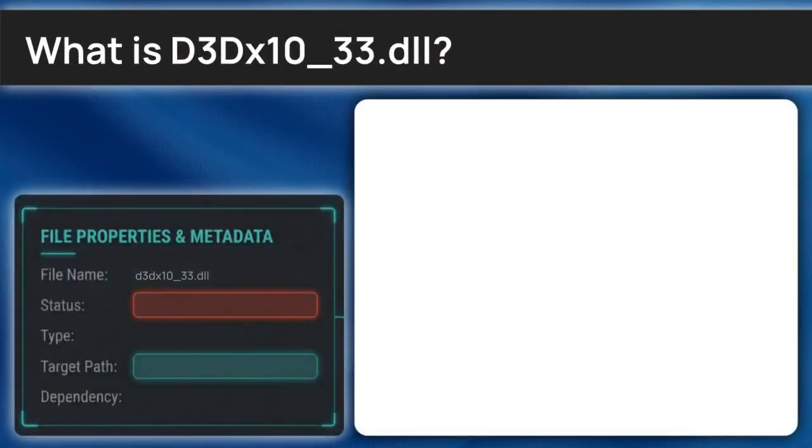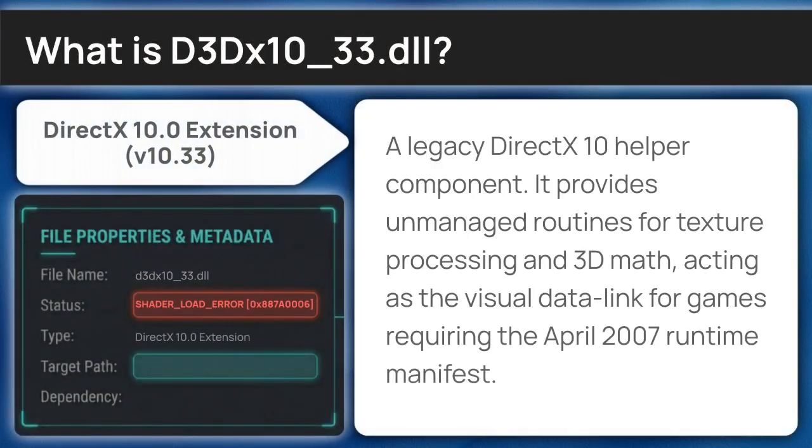This is the DirectX 10 Update 33, a legacy DirectX 10 helper component. It provides unmanaged routines for texture processing and 3D math, acting as the visual data link for games requiring the April 2007 runtime manifest. Understanding the file's role is a great start. Now let's look at replacing it.